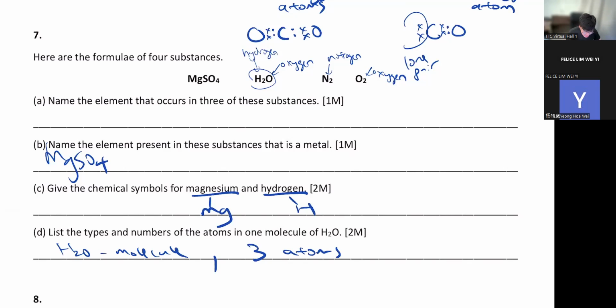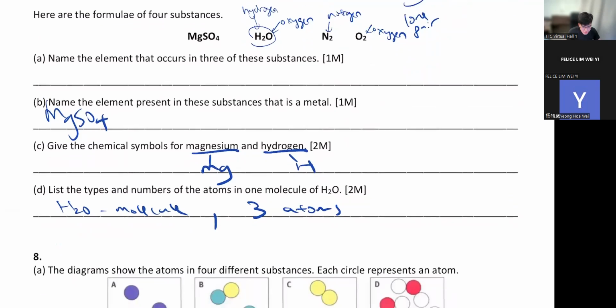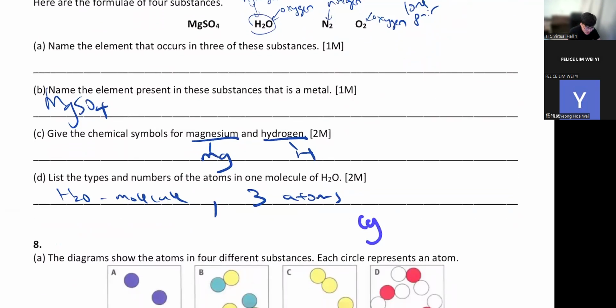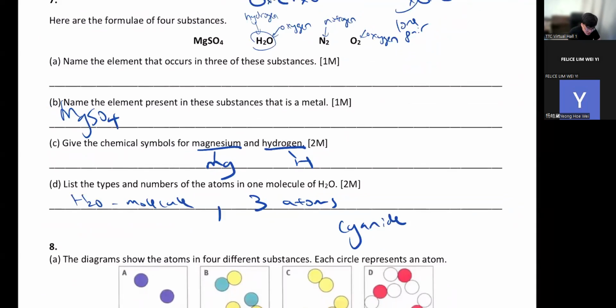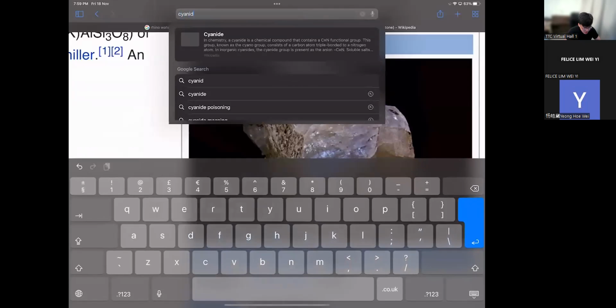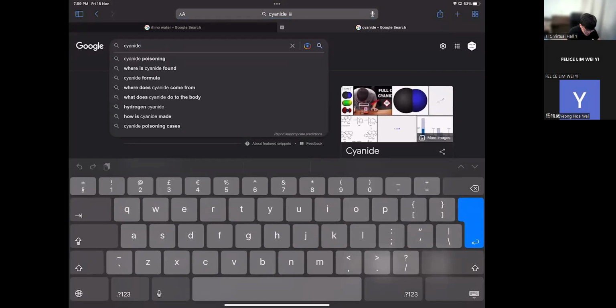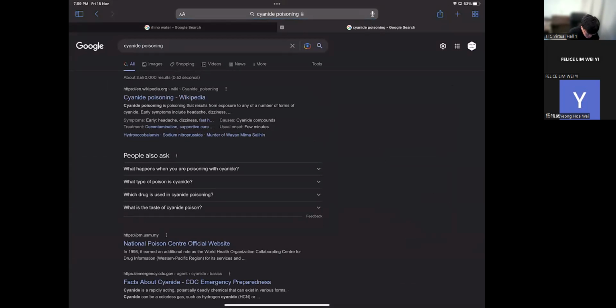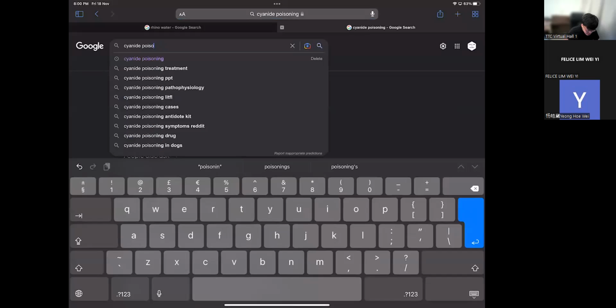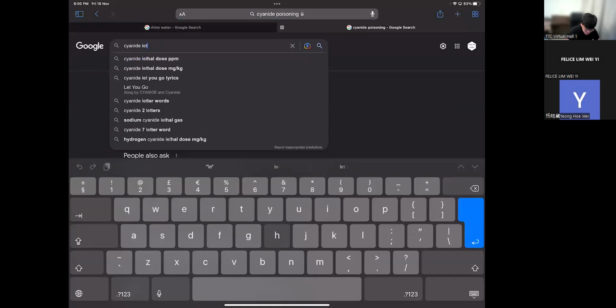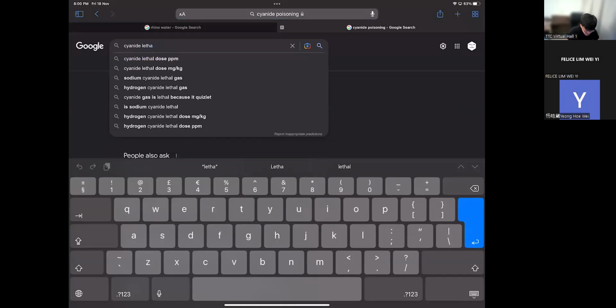Okay, H2O. You want a better poison, right? You can go for cyanide, just to let you know. Do you know what is cyanide? This is called 氰化物, cyanide. Just a few grams, right? Cyanide poisoning. Let me show you the lethal dose.